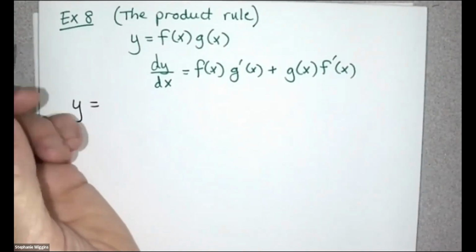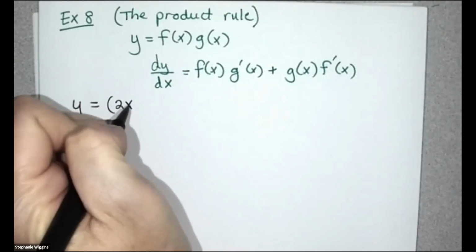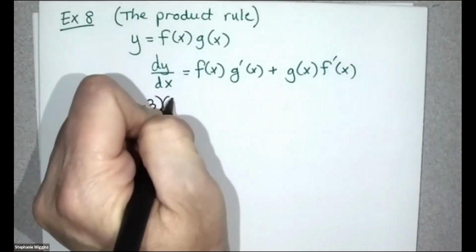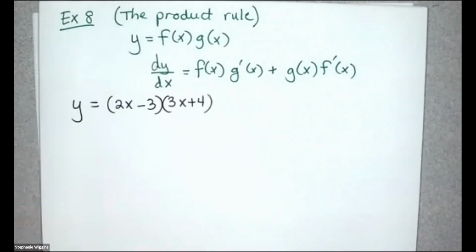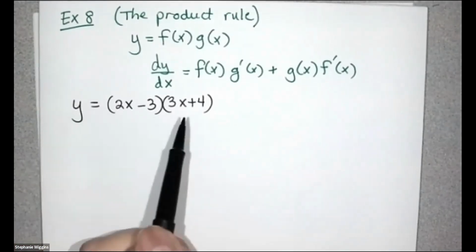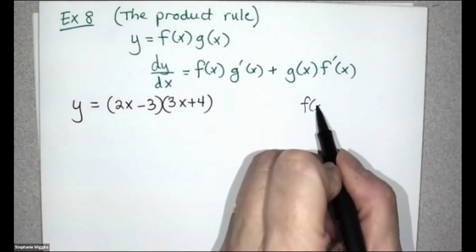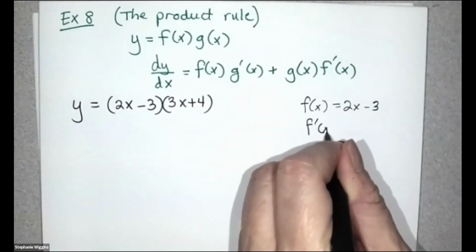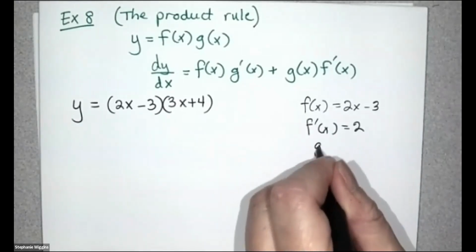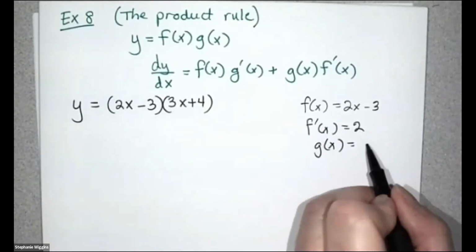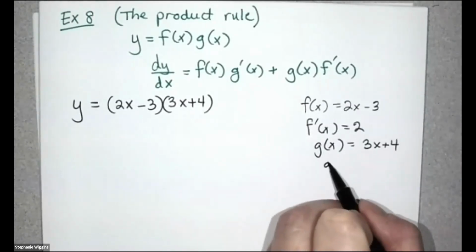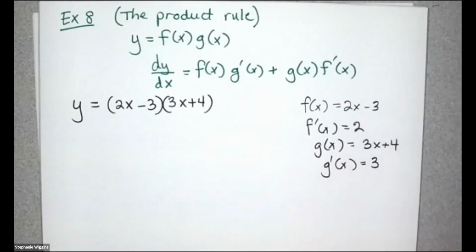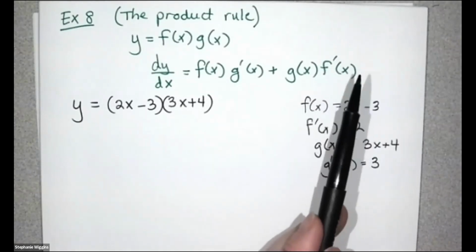we have 2 linear functions multiplied. So this one is 2x minus 3 times 3x plus 4. The first function is 2x minus 3, which is multiplied by the second one. This is a linear function, and the derivative of that is simply 2. The second function is 3x plus 4, and the derivative of that is simply 3. So I have all the information here that I need for my formula.